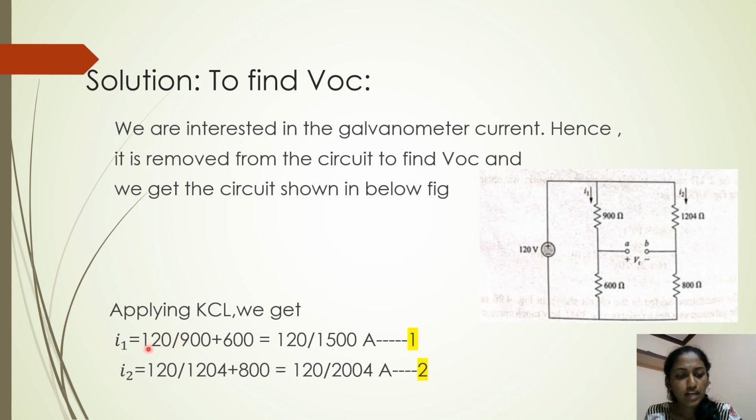By applying KCL, I1 is equal to 120 volt divided by 900 ohm plus 600 ohm, that is equal to 120 divided by 1500 ampere. And to find I2, I2 is equal to 120 divided by 1204 ohm plus 800 ohm, that is equal to 120 divided by 2004 ampere.